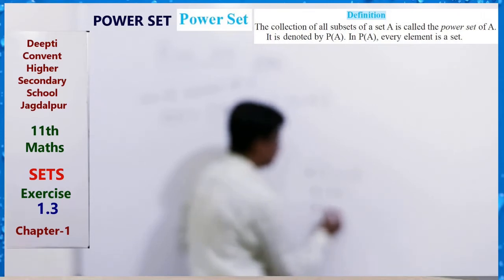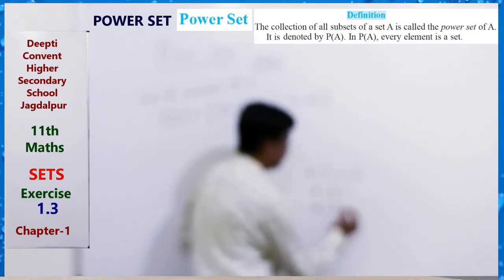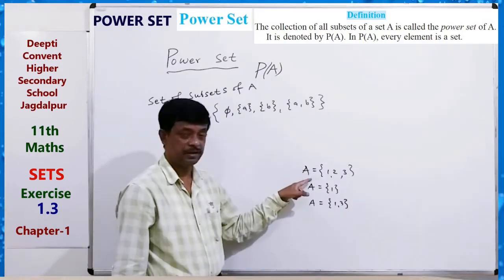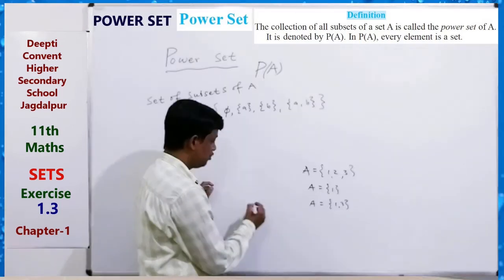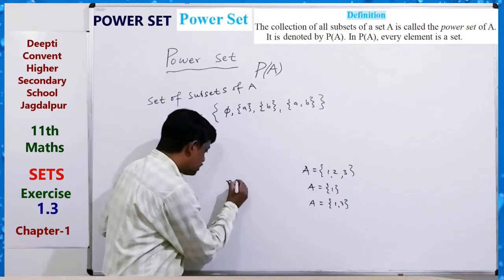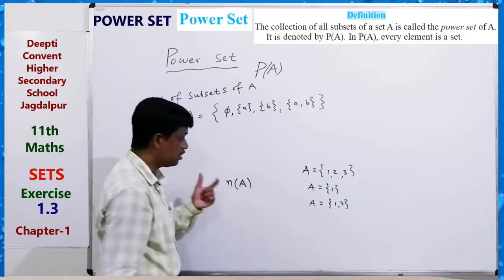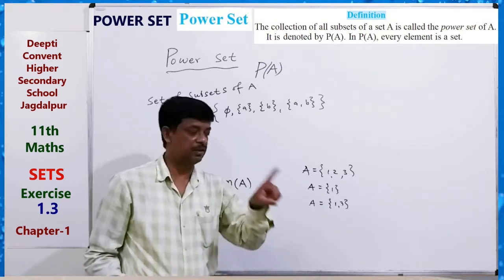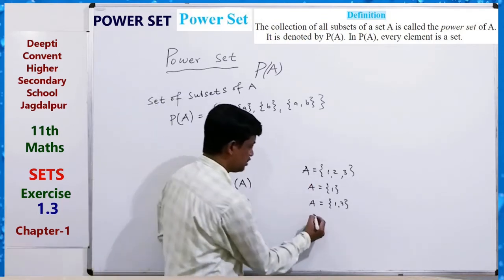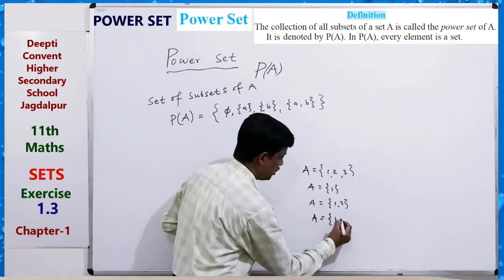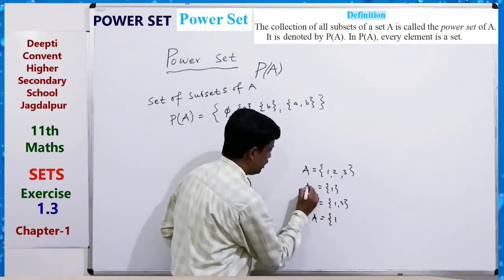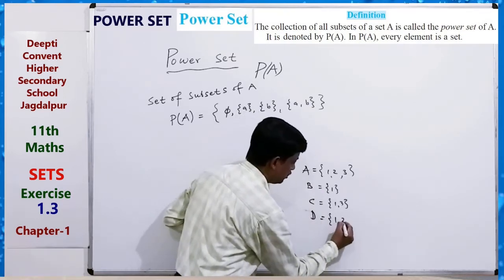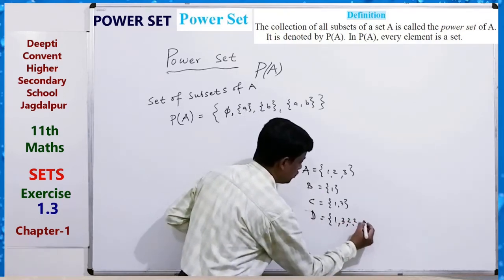Okay, A contains 2 elements, 1 and 3. Then the number of elements in this set? 3. So we write the notation n(A), the cardinal number, also called the number of distinct elements in a set. We can also write it like this: A equals {1, a, b}, suppose C equals {c}, suppose D equals {1, 3, 2, 2}.